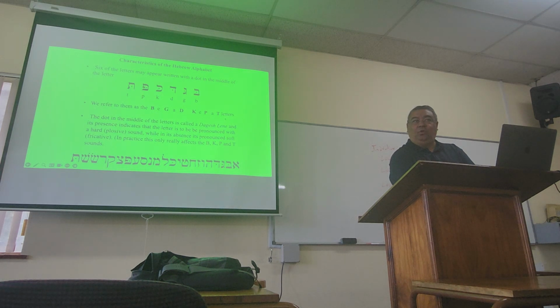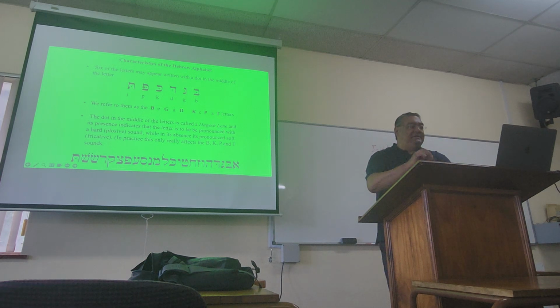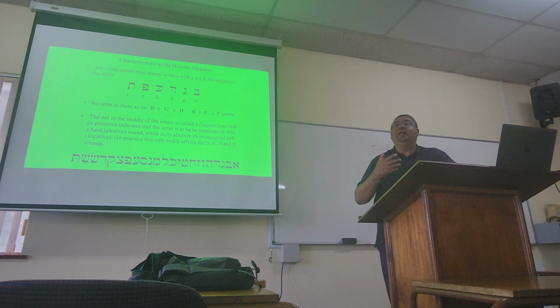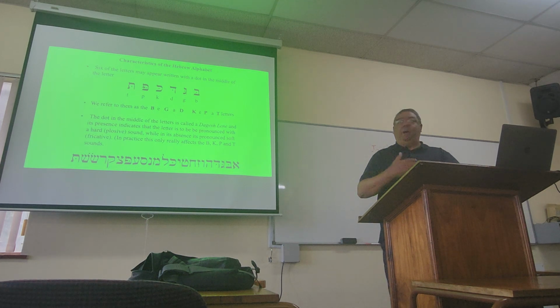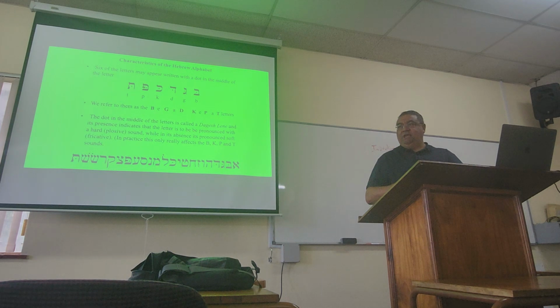Okay, so that's what we're going to be calling it. Its presence in the letter indicates that that letter is to be pronounced with the hard pronunciation. Or linguistically, phonetically, we call it the plosive pronunciation. So when I make the sound, as it is transliterated, the bet will be b, you can hear, a strong sound. The gimel will be g, the dalet will be d, the kaf will be k, the pe will be p, and the tav will be t. You can hear very hard pronunciations.